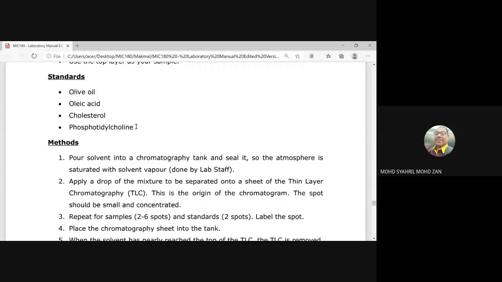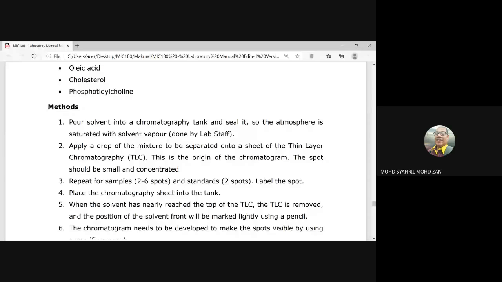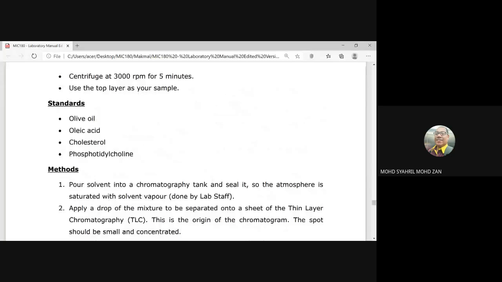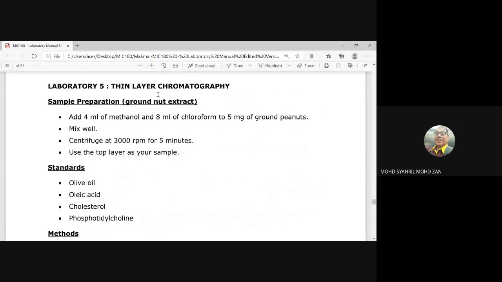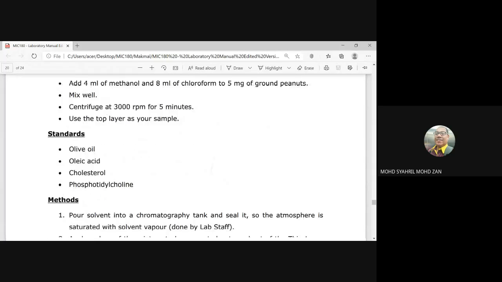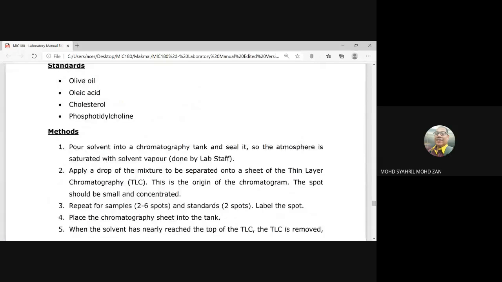First of all, the method is that we have to pour the solvent into the chromatography tank, where we put the sample inside, and seal it. The chromatography tank contains a solution of methanol and chloroform. We have to mix these two and then put them inside the chromatography tank.